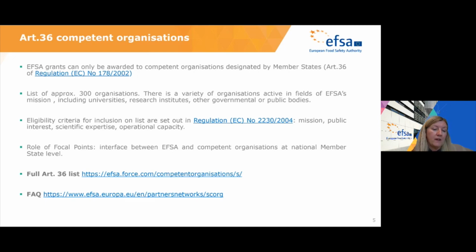We also have a link to some FAQs which go through in detail how an application would be made for inclusion on the Article 36 list.